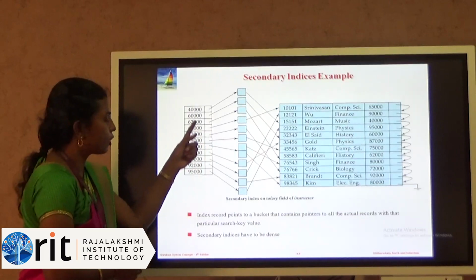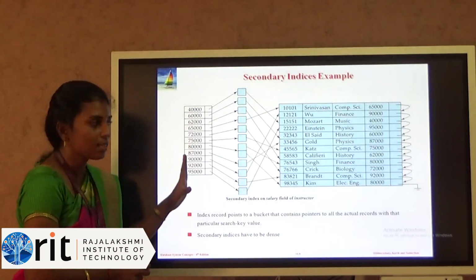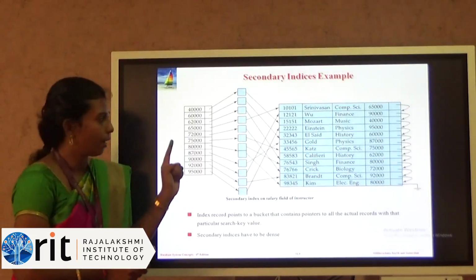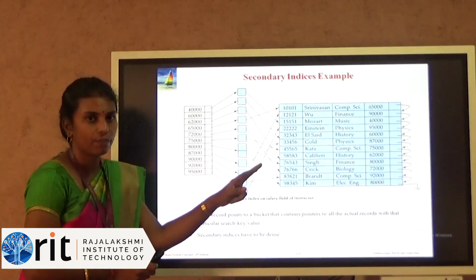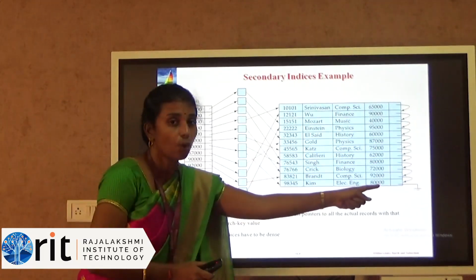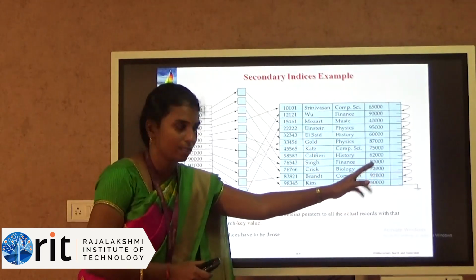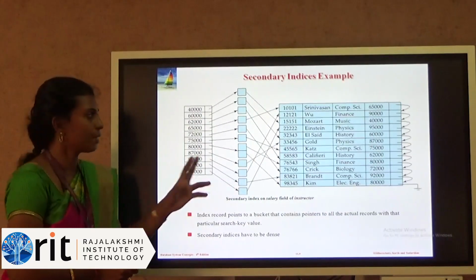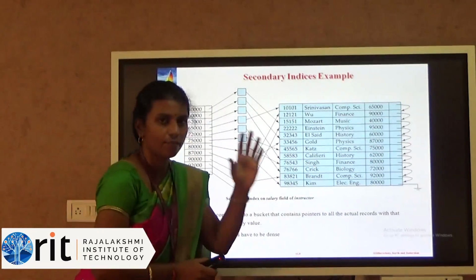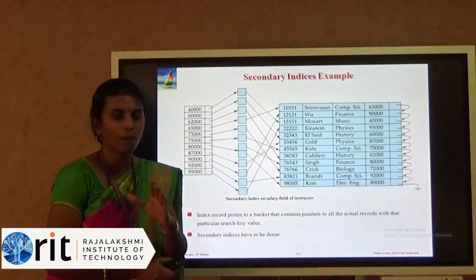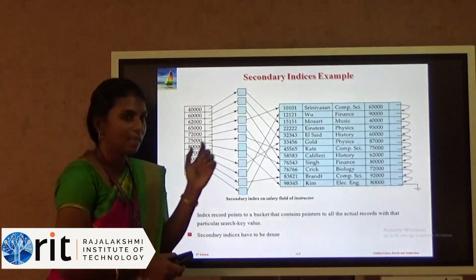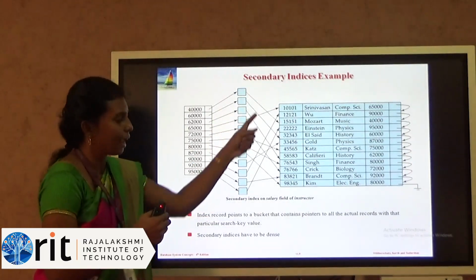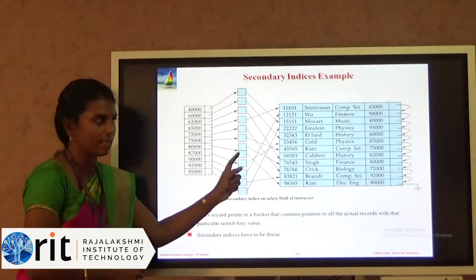Here I can choose the search key value as the salary field. Keep it in mind, the salary field values are repeated. It's not a prime attribute, it's a non-prime attribute. That is why it is called secondary indices. If I choose a search key value as a non-prime attribute, then I am in need of one extra level of indices to locate the record.